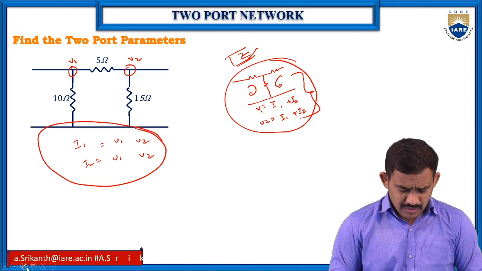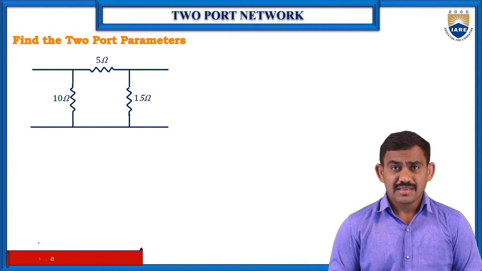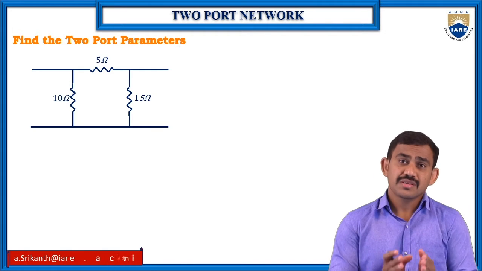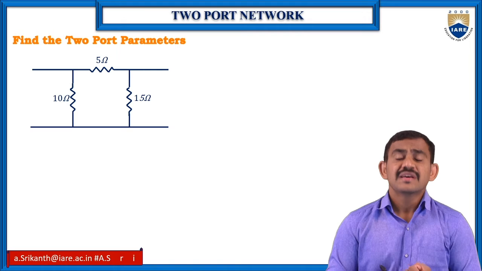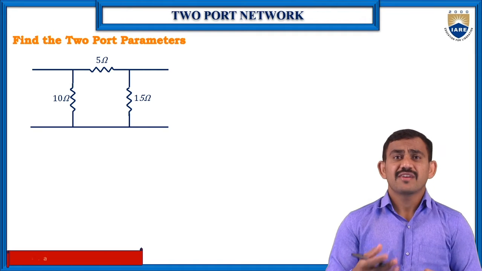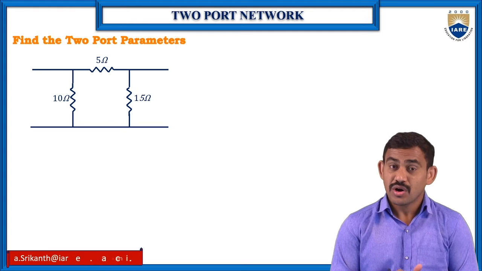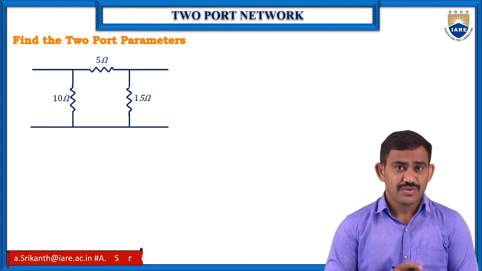Clear? So in general, if you have a pi network, go for the nodal equations. From those nodal equations, you get the Y parameters. From the Y parameters, you can find out the remaining parameter values. It's very simple, but we need to know how to write the nodal equations.